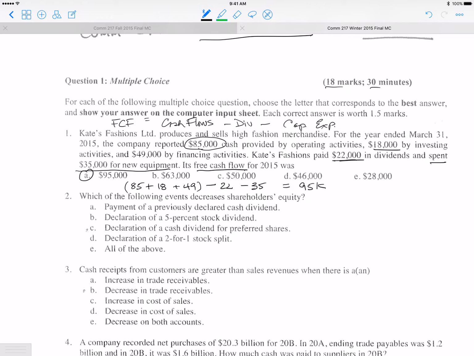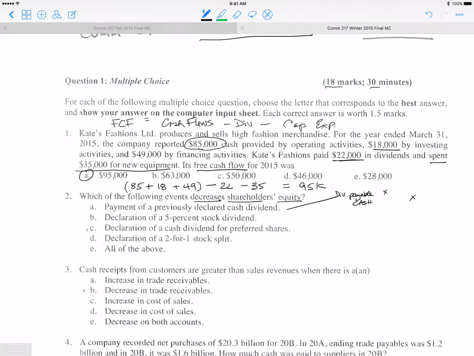Question 2. Which of the following events decrease shareholders' equity? Okay. Well, let's go through these. And I think the way I'm going to approach this question is to think about the kind of journal entries that are involved with each one of these transactions and see if they do result in a decrease in shareholders' equity. So payment of a previously declared cash dividend, let's see what that would look like. We would do something like this: dividend payable, remove that off our books, and credit cash.